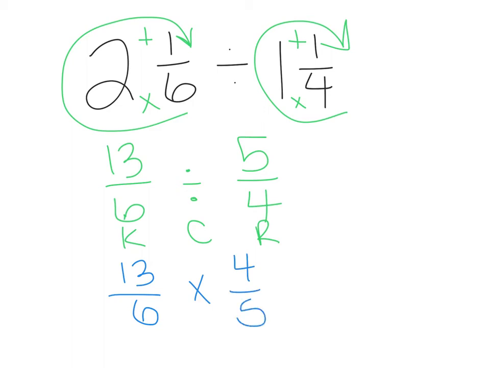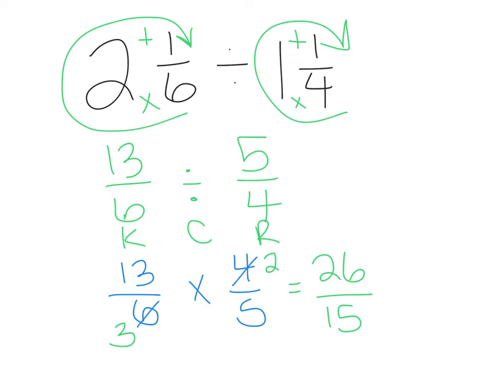Then you check to see if you can cross simplify. 6 and 4 can both be divided by 2. 6 divided by 2 is 3. 4 divided by 2 is 2. Then we're going to multiply straight across. 13 times 2 is 26. 3 times 5 is 15.